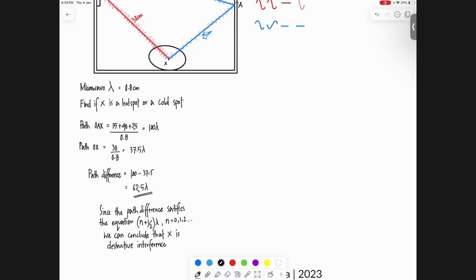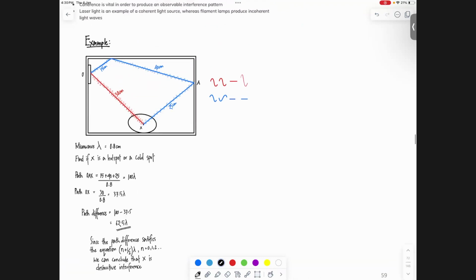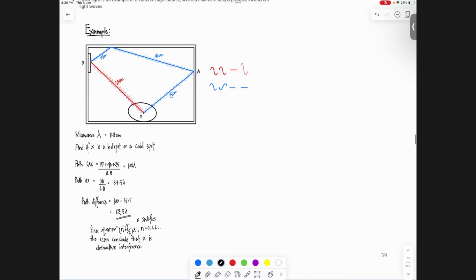When it's neither a whole number nor a 0.5 multiple. So any number between 62 and 62.5, any number in between, is actually just interference. Right, so let's move on.